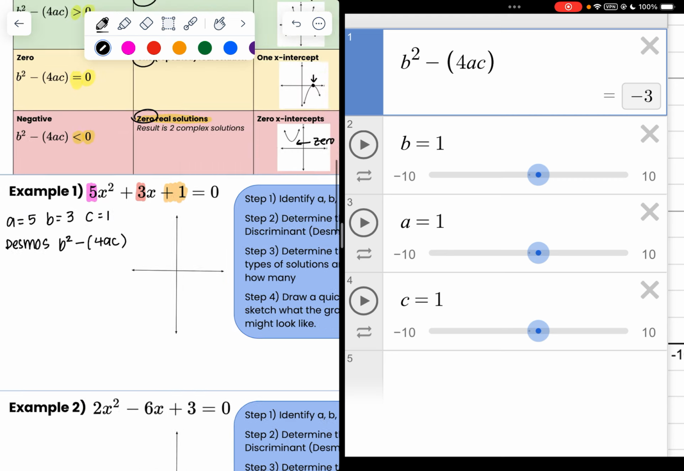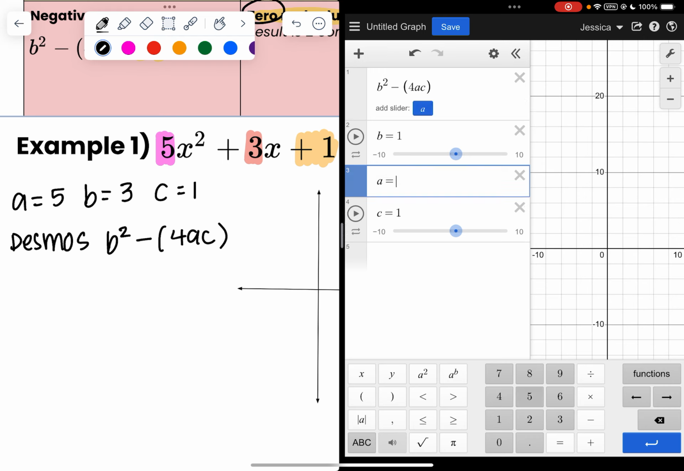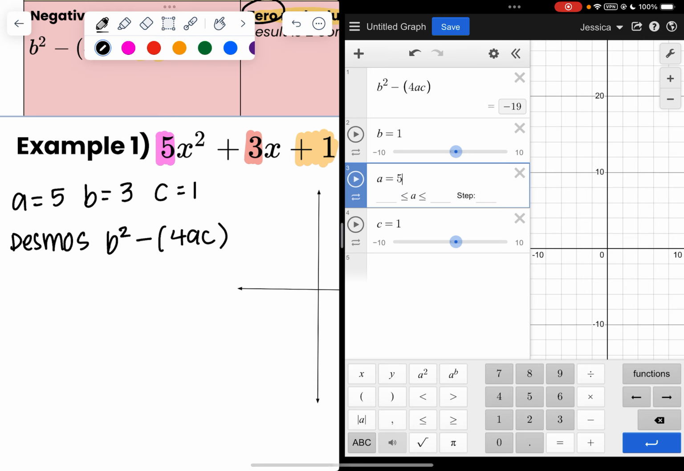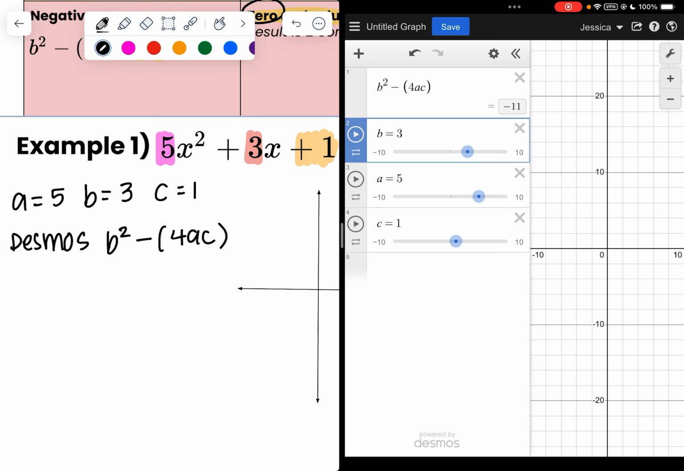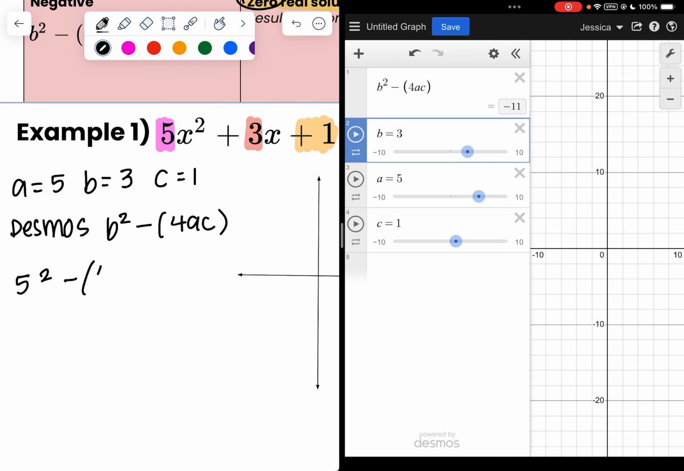But remember that we said a was 5. So that's way down here. You could slide it around if you want. Or I'm just going to elect to delete. A was in the middle, so you have to be a little careful. B was 3. I'm just going to delete it and write 3. And C is 1, right? So you can see that in Desmos, 3 squared minus 4 times 5 times 1 is equal to negative 11.